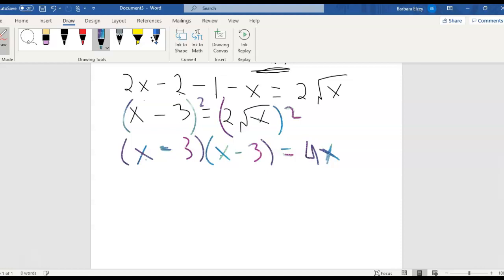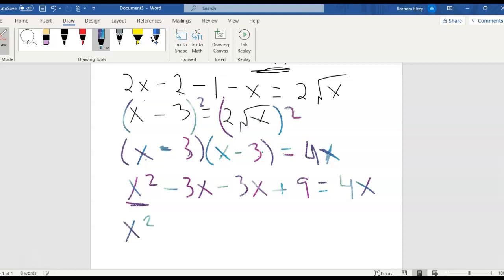Alright, so x times x is x squared. X times negative 3 is negative 3x. Negative 3 times x is negative 3x. And negative 3 times negative 3 is 9. Alright, now let's notice it's quadratic because we have this x squared. So I'm going to move the 4x across the equal sign and get everything on one side. And it will become a negative 4x when I move it across.